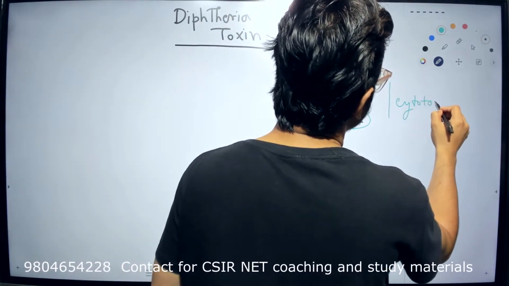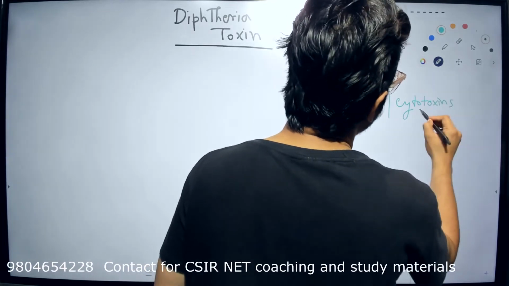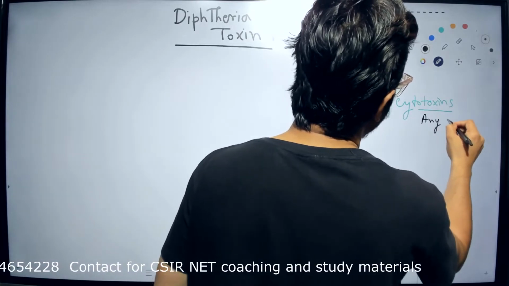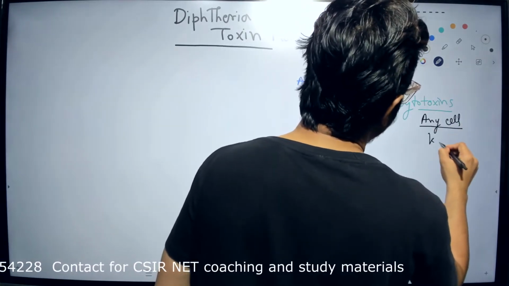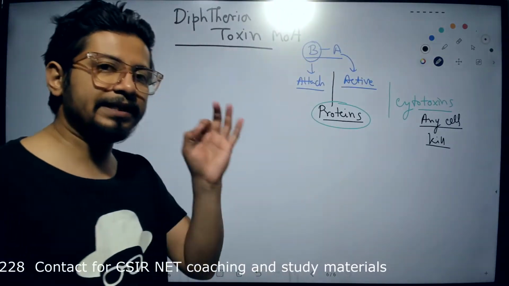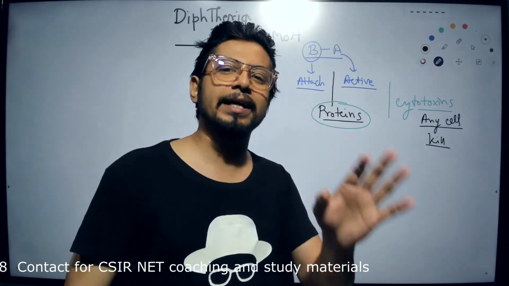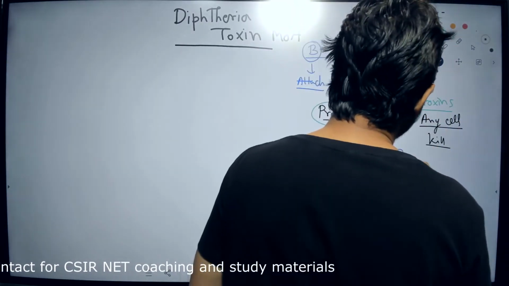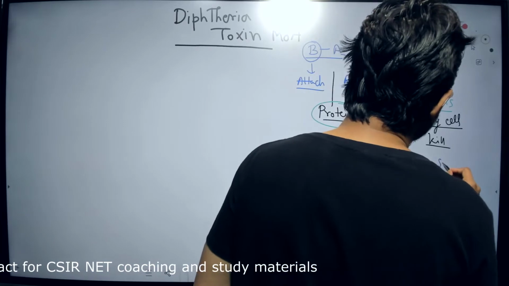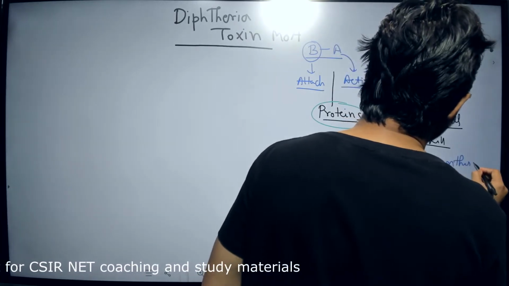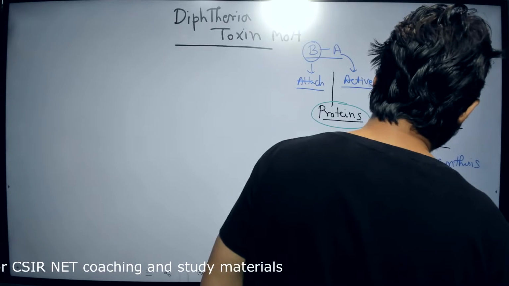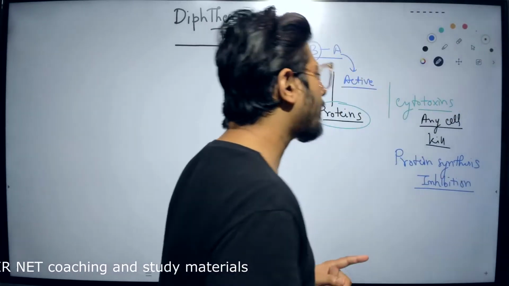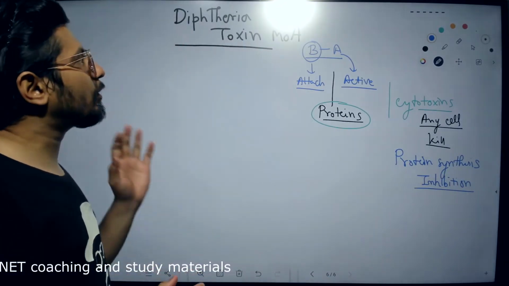because this diphtheria toxin can directly attack any kind of cell, any somatic cell of our body, and can kill that cell. That's why they are cytotoxic in nature. They are targeting any cell of the body and they can kill it by preventing protein synthesis. So I write protein synthesis inhibition. Okay. This is a very simple idea about diphtheria toxin.